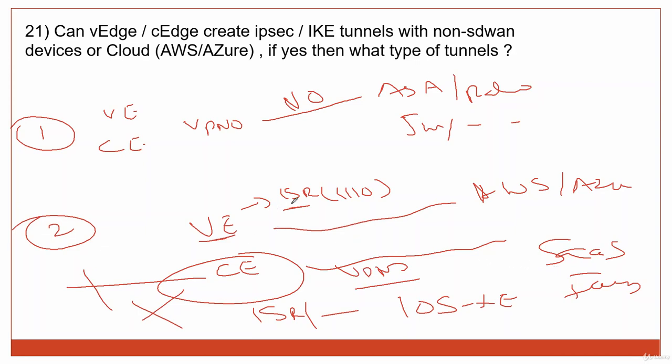Now, the next question: what about VH? Yes, VH and next generation Viptela devices or ISRs can create the IKE-based tunnel with AWS, and we can monitor it over the vManage dashboard. With AWS they are forming IKE version 1, but with Azure they can form IKE version 2 as well. Okay, so this is the answer for this particular question.